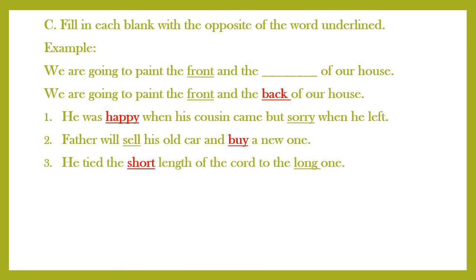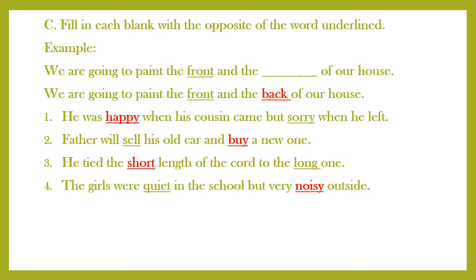The third sentence is, he tied the dash length of the cord to the long one. The opposite of long is short, so we have to write short in the blank. The sentence will be, he tied the short length of the cord to the long one. The fourth sentence is, the girls were quiet in the school but very dash outside. The opposite of quiet is noisy, so we have to write noisy in the blank. The fifth sentence is, 5 years ago he was dash, now he is very rich. The opposite of rich is poor, so we have to write poor in the blank. 5 years ago he was poor, now he is very rich.